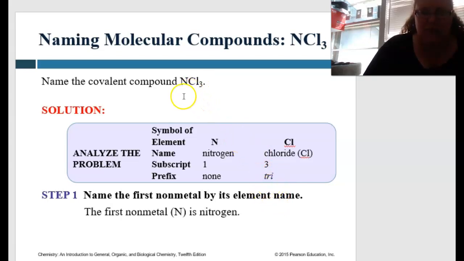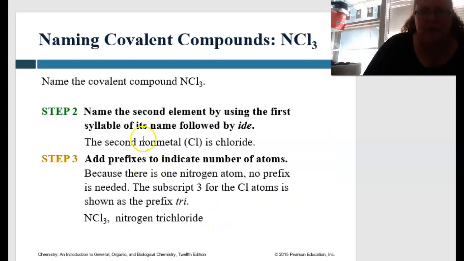So the first nonmetal is nitrogen, and the second nonmetal is chloride. Remember, we put that suffix ide, and because there's 1 nitrogen atom, no prefix is needed, and the subscript 3 is for the chlorine atoms, so that's going to be tri. So this NCl3 would be nitrogen trichloride. 1 nitrogen, 3 chlorides. Okay?